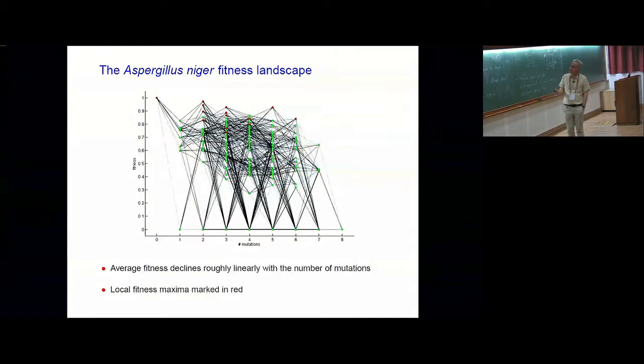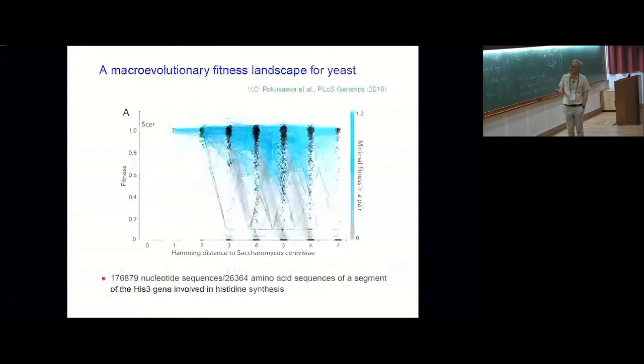This is a picture that I showed you already in the first lecture. This is the same landscape, but now for all eight mutations. So there are now 256 genotypes, which becomes a bit messy. But this is already by now not at all a large landscape anymore. So I think the last slide that I wanted to show you is from a very recent paper from the group of Kondrashov that appeared in PLOS Genetics.